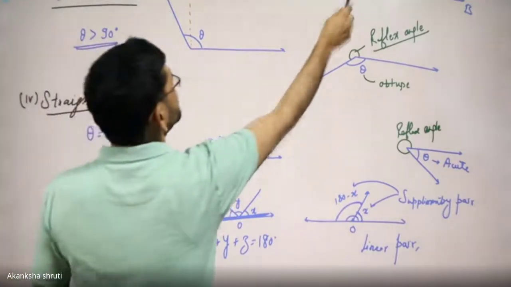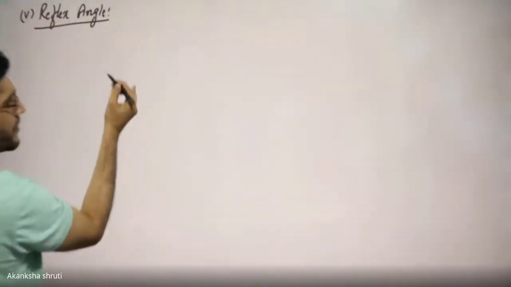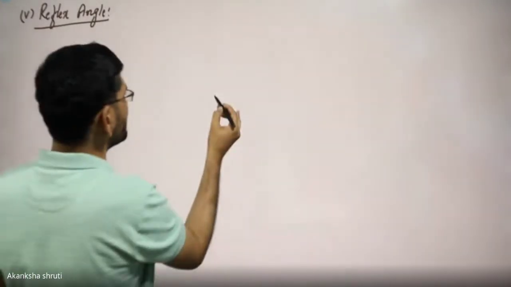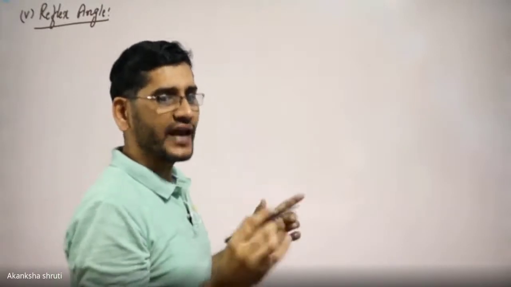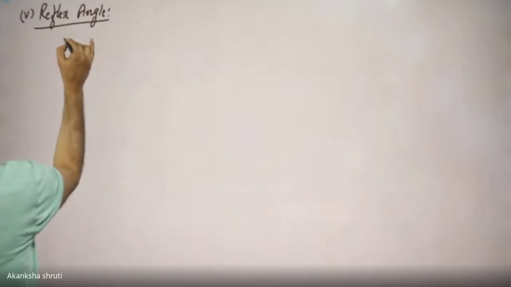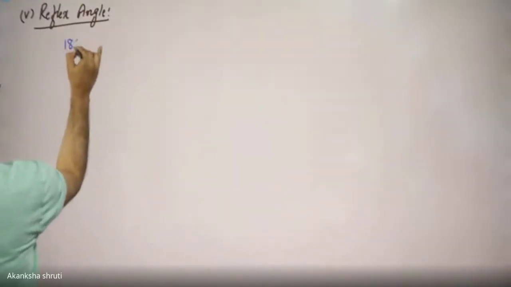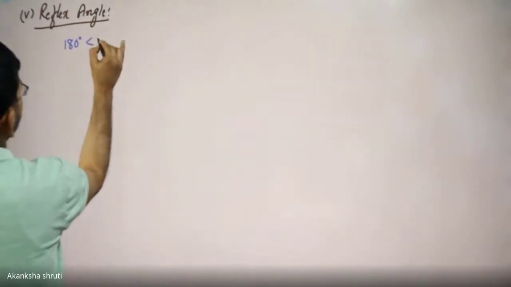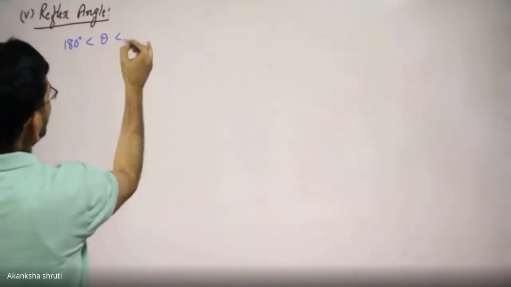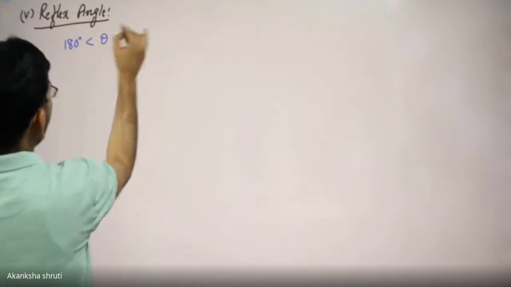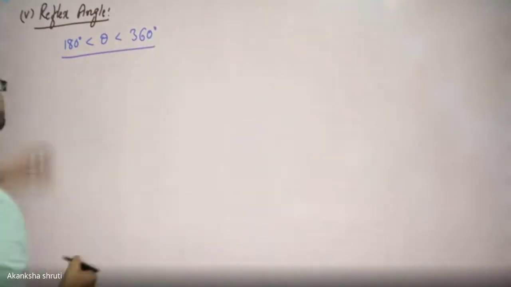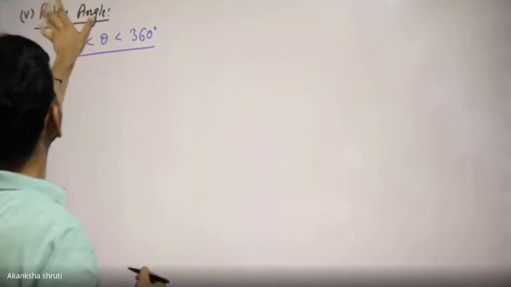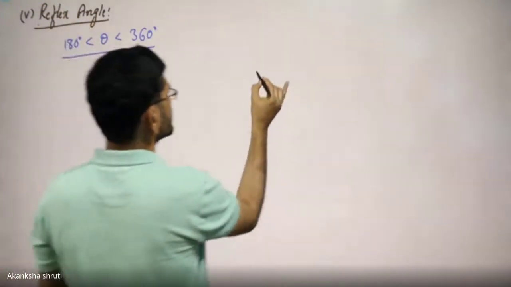Now, students, the next one is the reflex angle. Students, for a reflex angle, we have to keep in mind that it is any angle whose measurement is greater than 180 degrees. Surely this angle will be greater than 180, and we know that at any point the angle formed is 360 degrees. So if this relation is satisfied, then that angle is called a reflex angle.